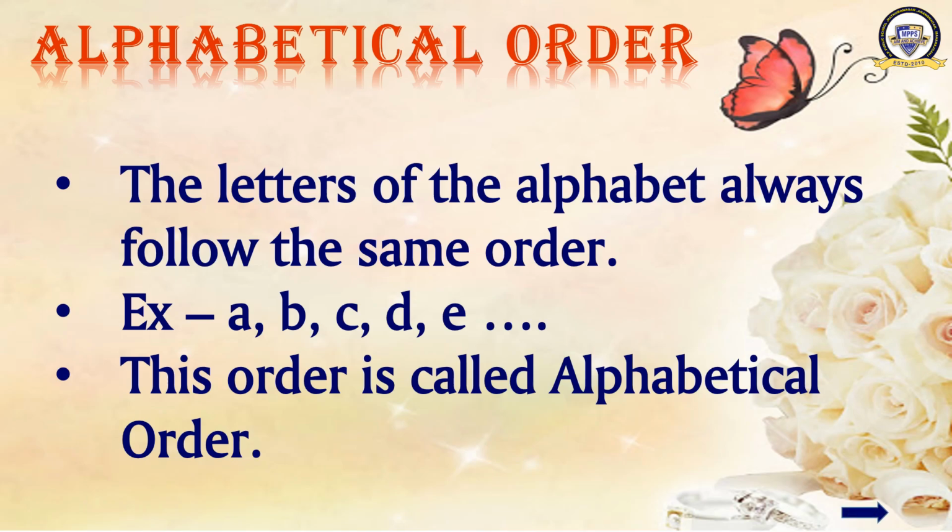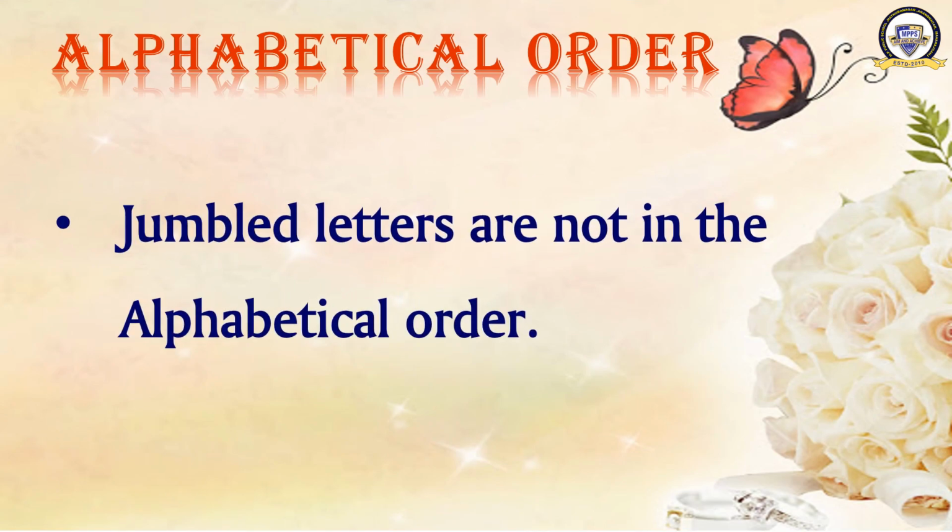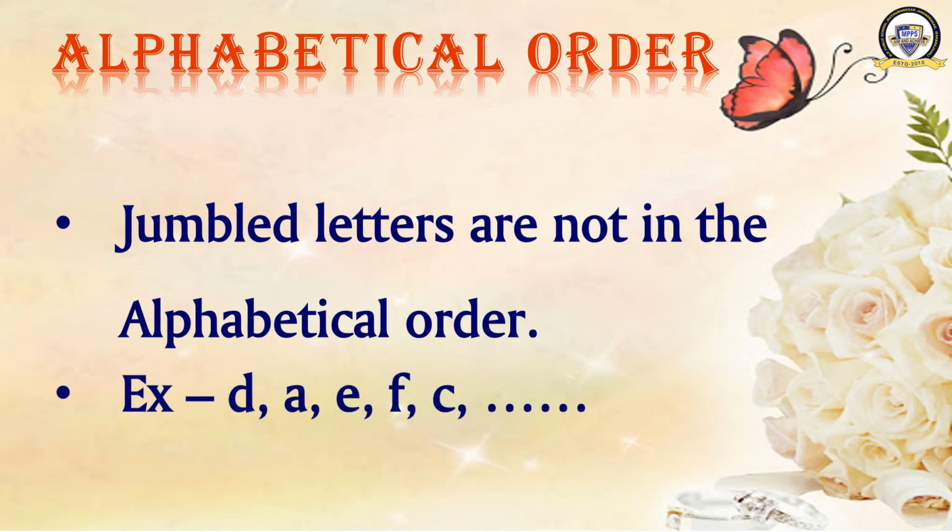Okay, what we will learn? The jumbled letters are not in the alphabetical order. The jumbled letters means, I'll show you now. These are the examples: D, A, E, F, C. In this way, if we are writing, then it is not considered as alphabetical order. It is not alphabetical order. Then what is alphabetical order? Alphabetical order means we have to write in the same order. What is the same order?